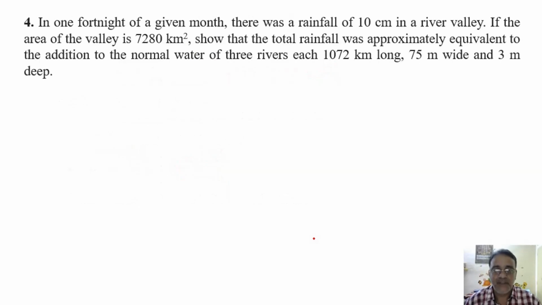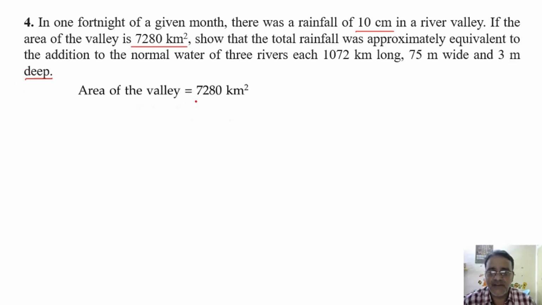No, sir. Now we'll move toward the last question of the exercise. In one fortnight of a given month, there was a rainfall of 10 centimeter in a river valley. If the area of a river valley is given 7,280 kilometer square, show that the total rainfall was approximately equal to the addition to the normal water of 3 rivers, each 1072 kilometer long, 75 meter wide and 3 meter deep.